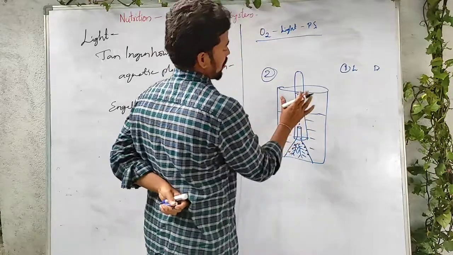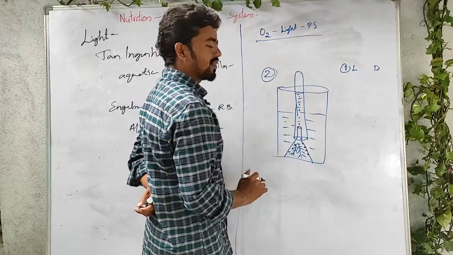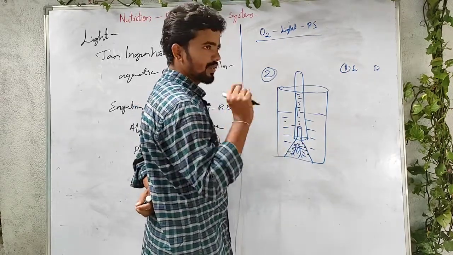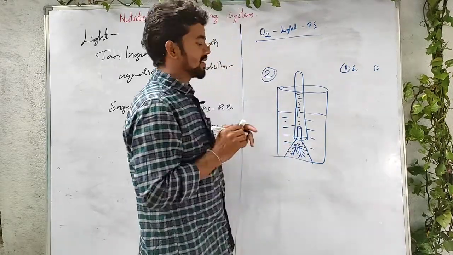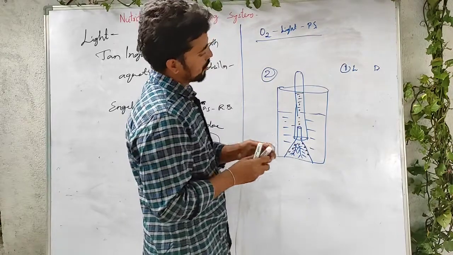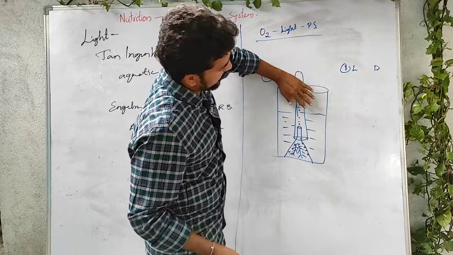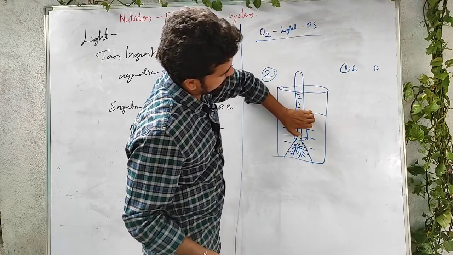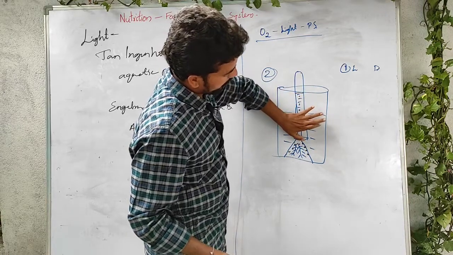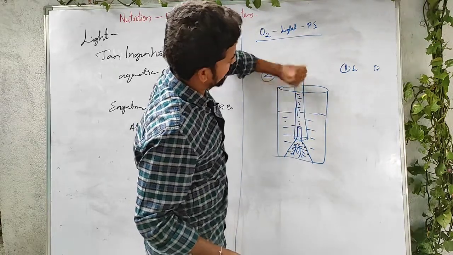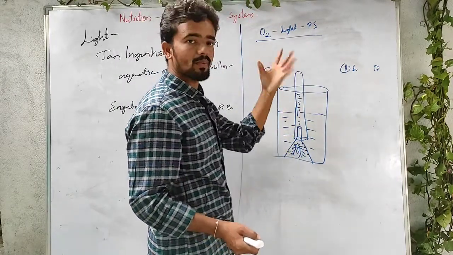Now if you want to observe which gas is present in it, we have to take a matchbox, or else an incense stick. While removing the test tube, what should we do? We have to take the test tube like this. We should put our thumb on the test tube and remove it like this. If you remove it directly, whatever gas is present will move out.